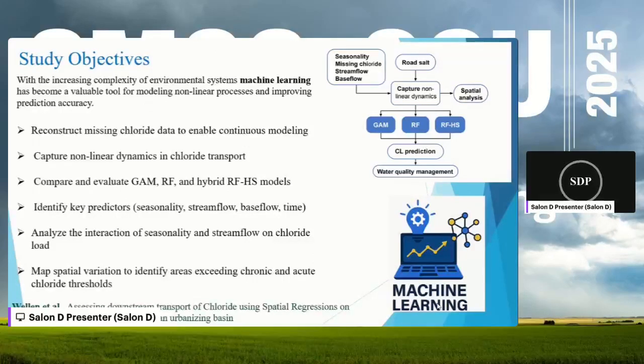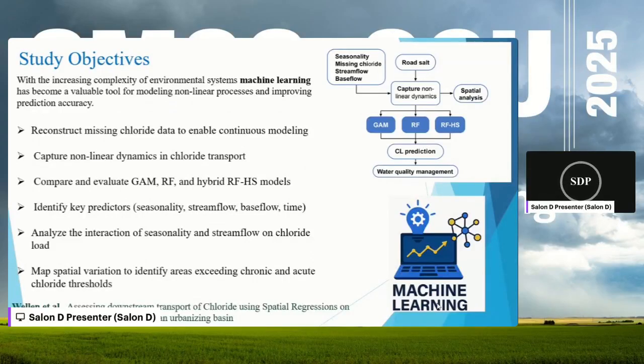Different important variables such as seasonality, streamflow, and baseline time are incorporated in the model to enhance the accuracy. Also, the interaction between seasonality and streamflow is analyzed, and finally, spatial mapping identifies sub-watersheds that exceed the chronic and acute threshold values of the Canadian exposure guideline for targeting water quality management strategies.